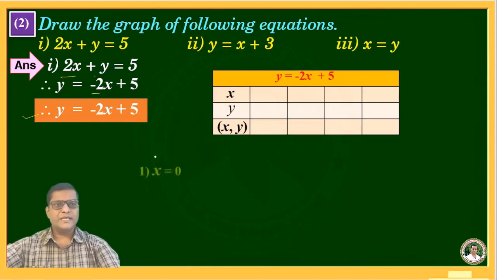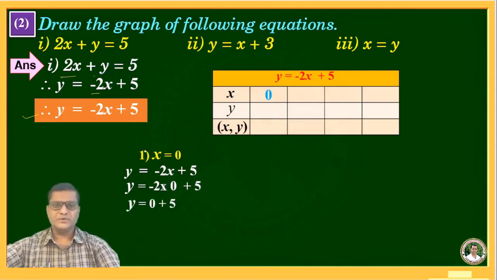First, we will take x is equal to 0, and write that value in the table. Then substitute this x is equal to 0 in the given equation. Then we will get y is equal to minus 2 into 0 plus 5, that is y is equal to 0 plus 5, that is y is equal to 5. Write this value in the table, that is 5. Therefore, the coordinates of the point are (0, 5).